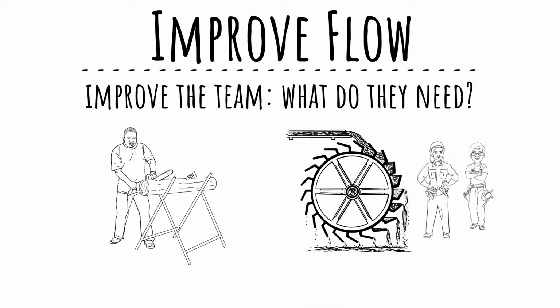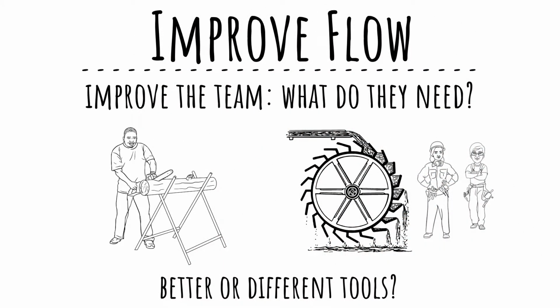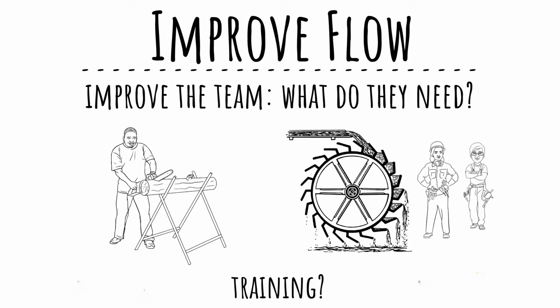Another way we can improve flow is by improving the team, the lumberjacks and the sawmill workers. Maybe they need better axes, or maybe they need chainsaws instead of axes. Maybe they need chainsaw training. Maybe they just need more people, or maybe our people just need rest so they can work at full speed tomorrow.